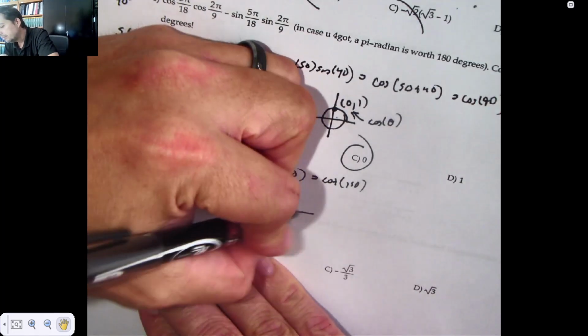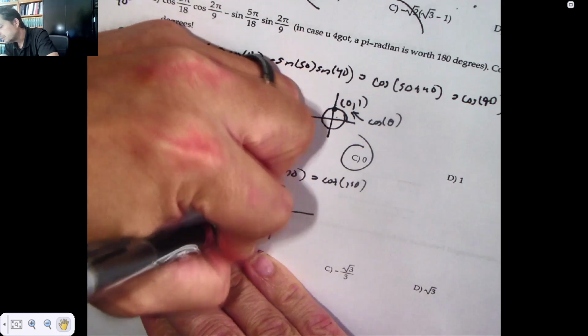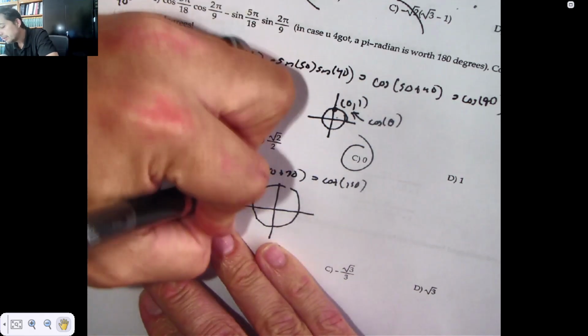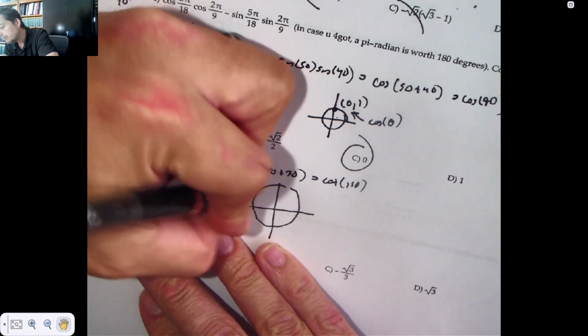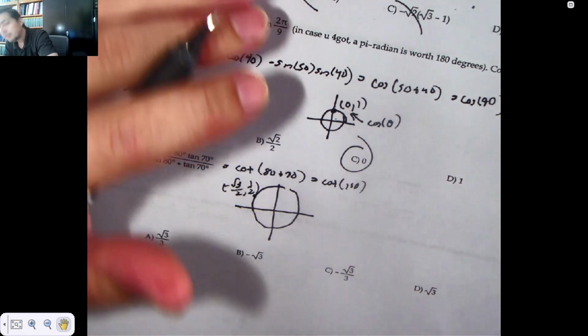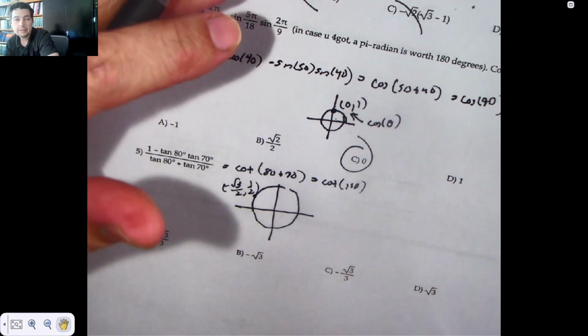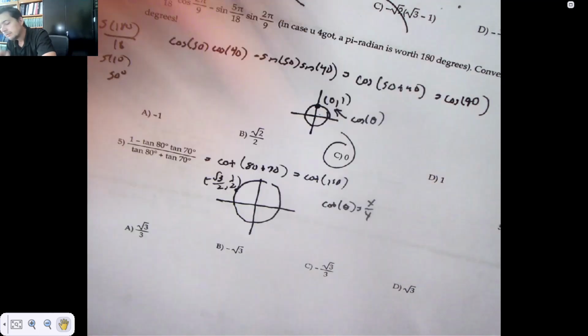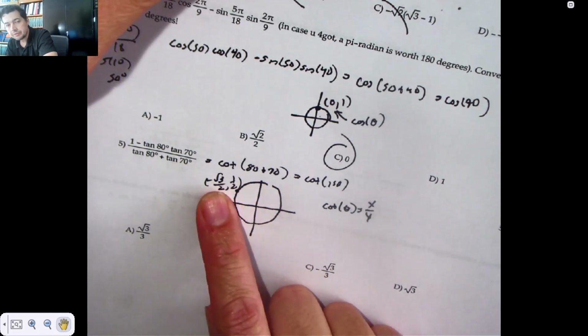All right, I'm thinking about 150 degrees on the unit circle. It'd be about right here. The ordered pair is negative root 3 over 2, 1/2. And I made you guys memorize this stuff. You memorize all this stuff. Sine is y, cosine is x, tangent is y over x, and cotangent of any angle is going to be x over y. So this is going to be negative root 3 over 2, and it's going to be divided by 1/2.